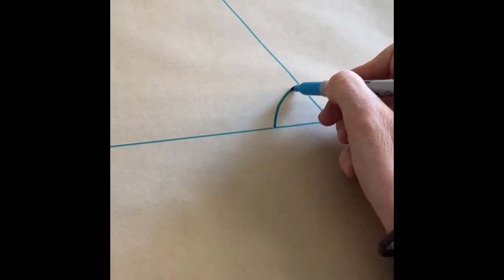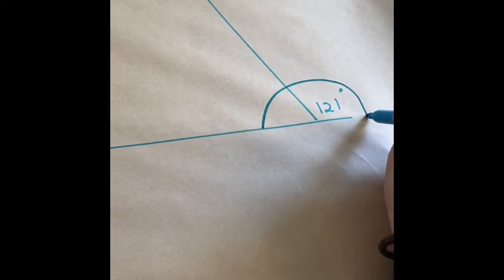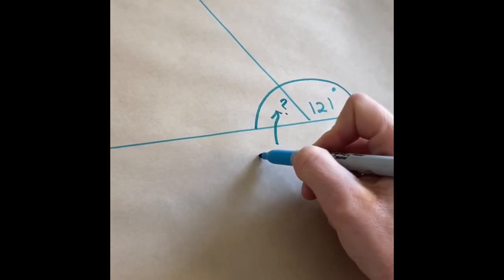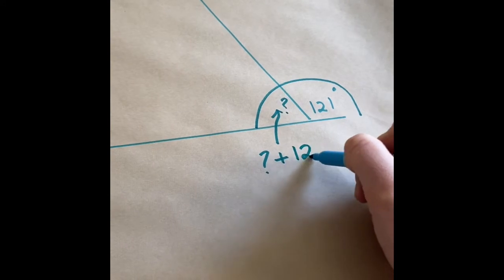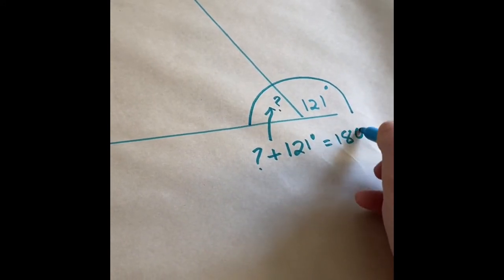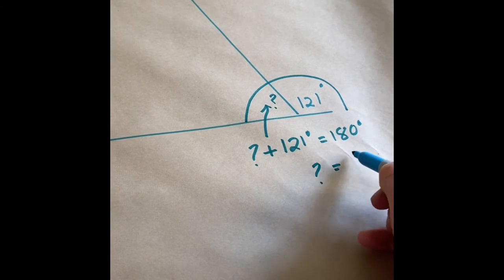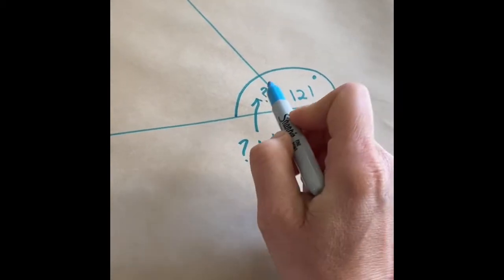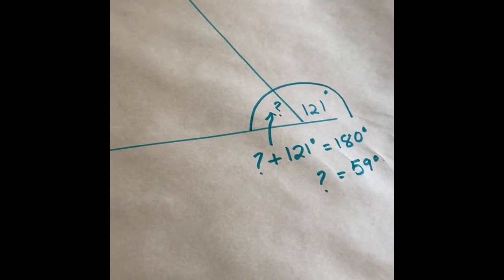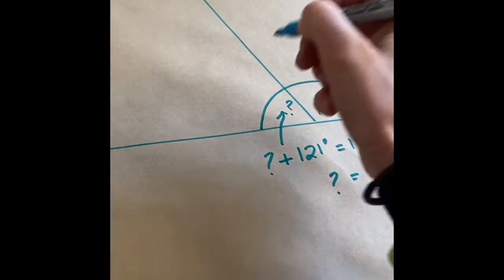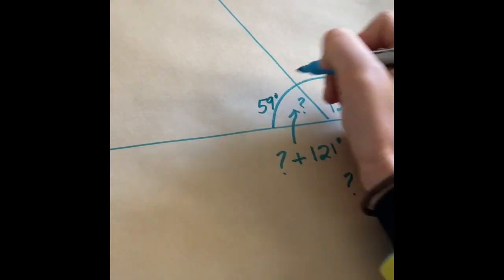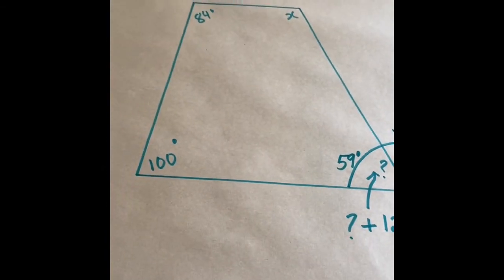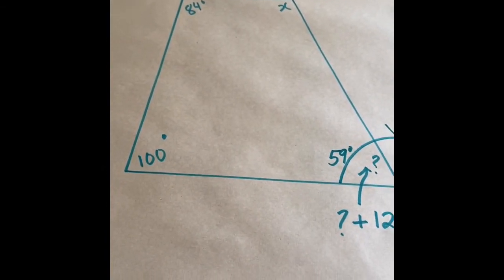But right here, I can draw a protractor, and I know that the two of these angles add up to 180, which means my question mark must be equal to 59 degrees, because 59 plus 121 gives you 180. So all of a sudden now, I'm going to put my 59 here, and I can totally ignore this part of the question now and only worry about the 4 things that are inside the quadrilateral.